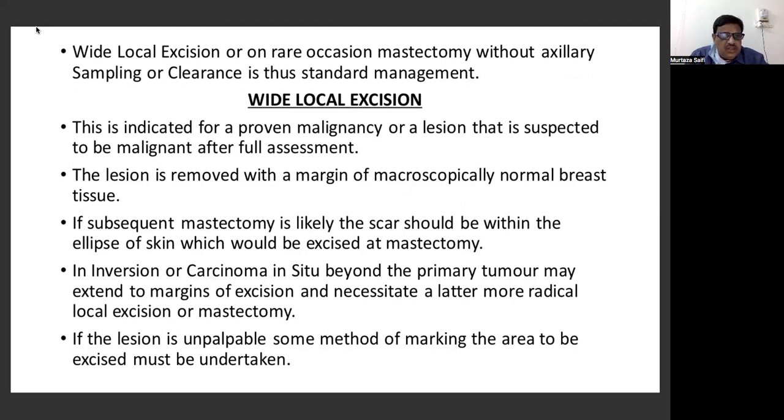Wide local excision is indicated for proven malignancy or a lesion that is suspected to be malignant after full assessment. The lesion is removed with a wide margin of microscopically normal breast tissue. If subsequent mastectomy is likely, the scar should be within the ellipse of skin which would be excised at mastectomy. Invasion or carcinoma in situ beyond the primary tumor may extend to the margin of excision and necessitate a later more radical local excision or mastectomy.